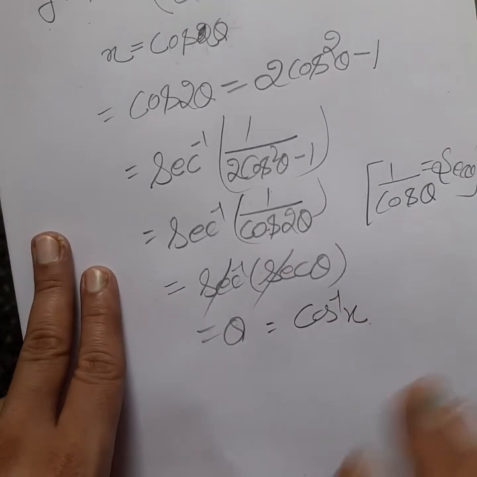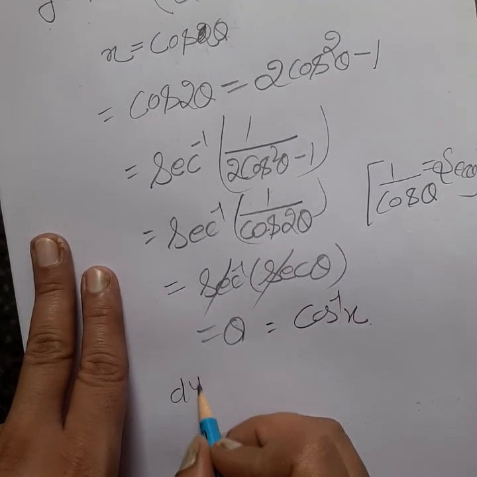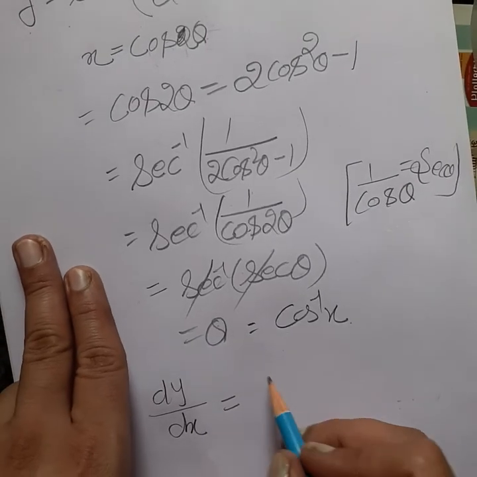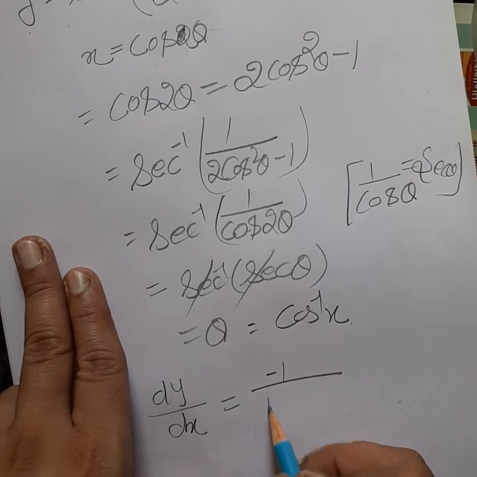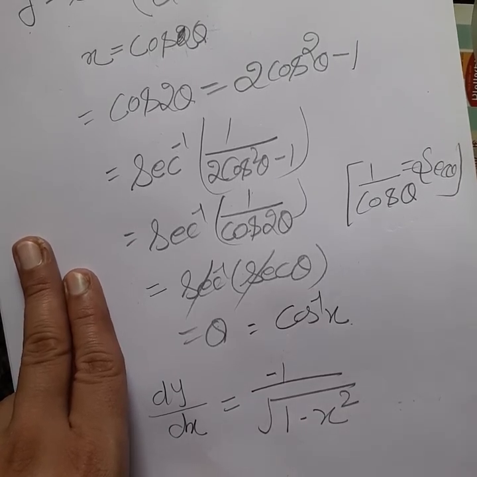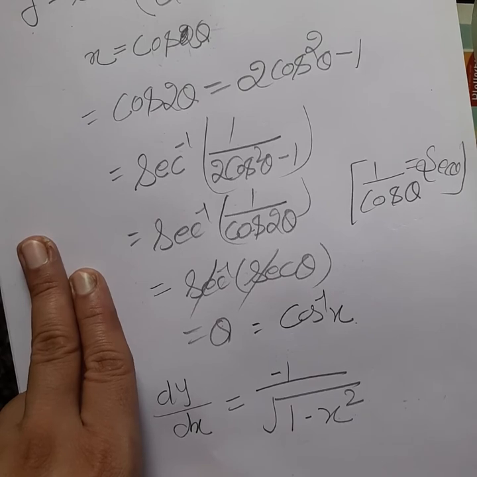Okay, now we have to take the derivative of y, dy upon dx, and the derivative of cos inverse x is equal to minus 1 over root of 1 minus x square.